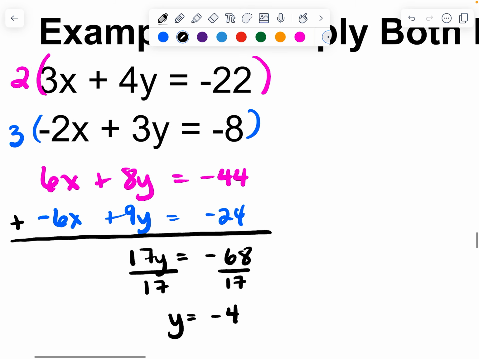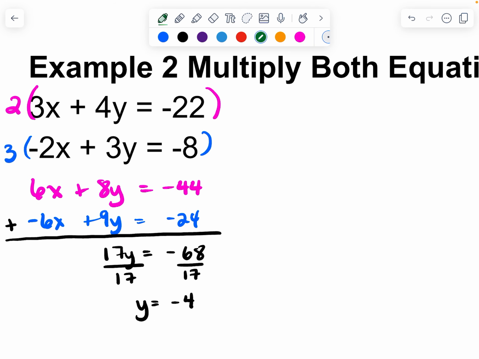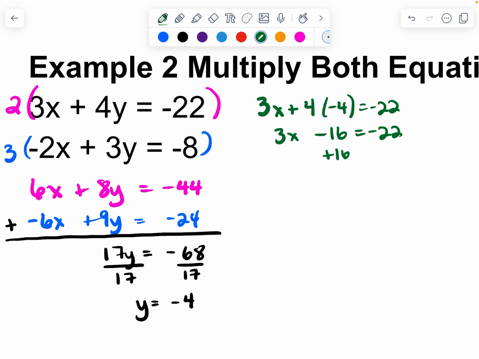So again, when I'm plugging this back in, I'm plugging it back into an original equation. Which one? I'm just going to pick the top one on this one because multiplying by 3 or 4, they're both not that hard. So I'm going to take y and I'm going to replace it with negative 4. So I get 3x minus 16 equals negative 22. Add 16 to both sides. And I get 3x equals negative 6. I divide by 3, and x equals negative 2. So my point is negative 2, negative 4.